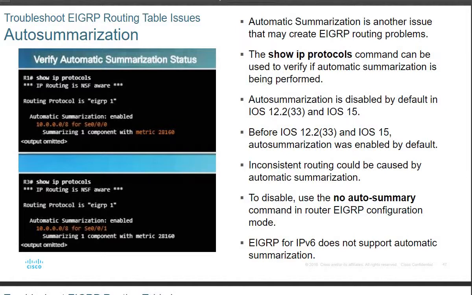Troubleshooting EIGRP Routing Table Issues: Autosummarization. Automatic summarization is another issue that may create EIGRP routing problems. The show protocols command can be used to verify if automatic summarization is being performed. Autosummarization is disabled by default in IOS 12.2(33) and IOS 15. Before IOS 12.2(33) and IOS 15, autosummarization was enabled by default. Inconsistent routing could be caused by automatic summarization. To disable it, use the no auto-summary command in router EIGRP configuration mode. EIGRP for IPv6 does not support automatic summarization.